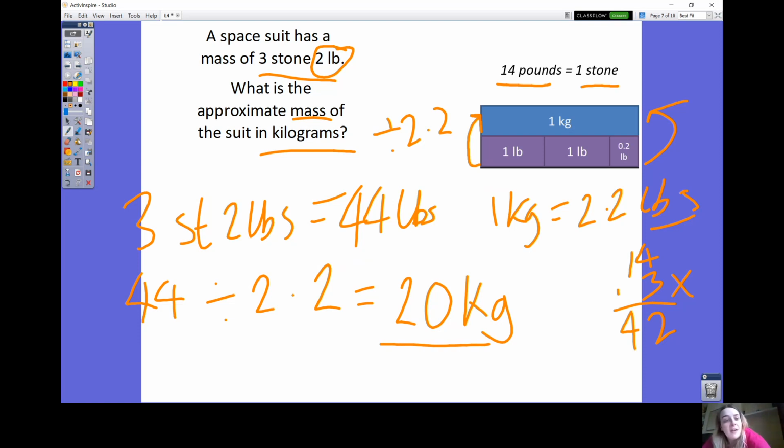You might want to pause this video here now and break this down, work out how you did it yourself, check whether you did it correctly or not. And if not, look at the conversions and see exactly where you went wrong. Was it the conversion between pounds and kilograms where you had to divide by 2.2? Was it the conversion of stone to pounds where you had to multiply by 14? Figure out where you went wrong and rectify it.